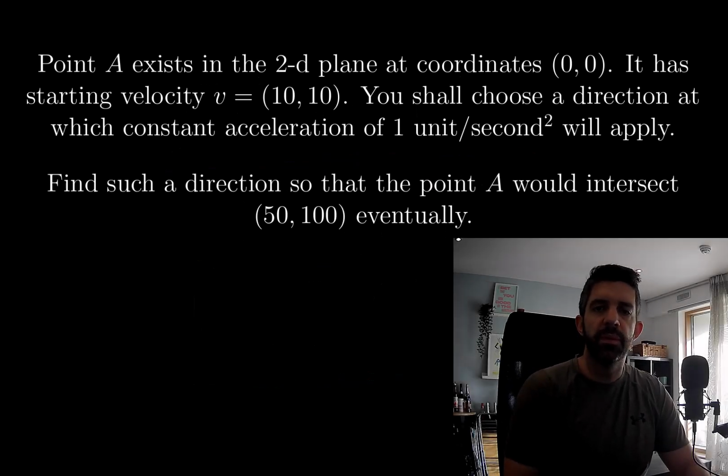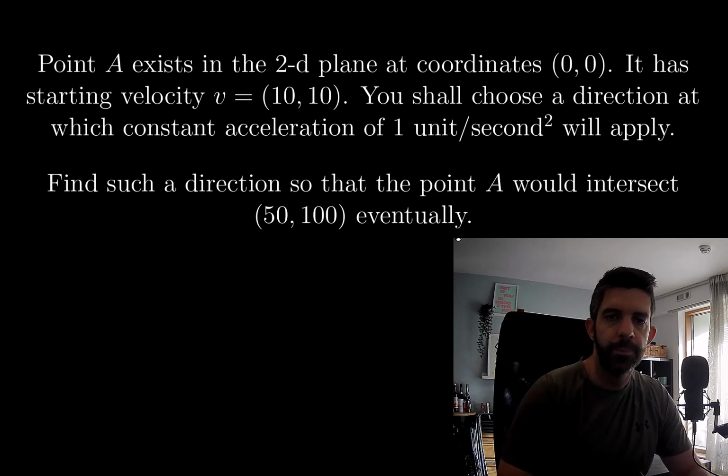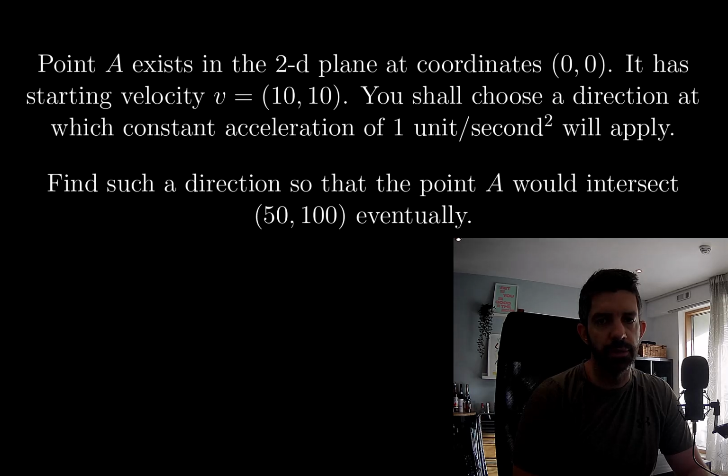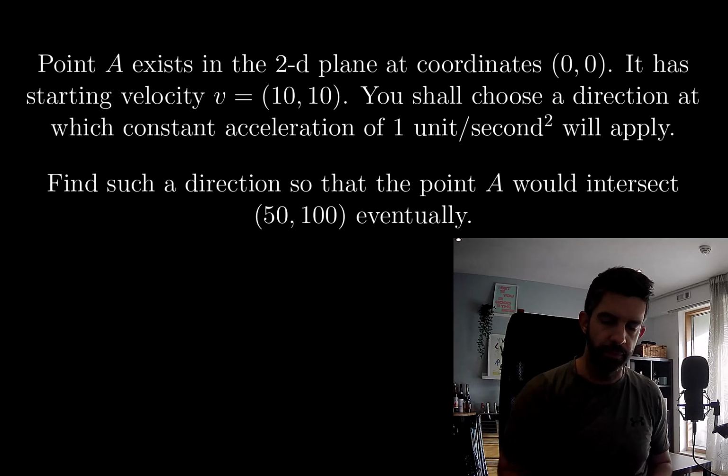Today's problem was submitted by a viewer, and it says, point A exists in the two-dimensional plane at coordinates 0, 0. It has starting velocity v equal to 10, 10. You shall choose a direction at which constant acceleration of 1 unit per second squared will apply. Find such a direction so that the point A would intersect 50, 100 eventually. Okay.